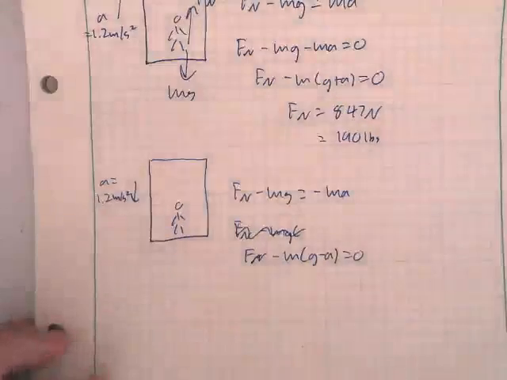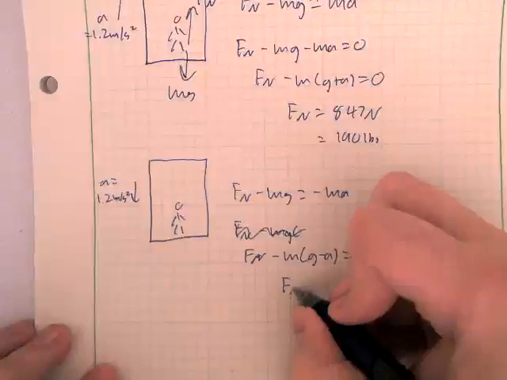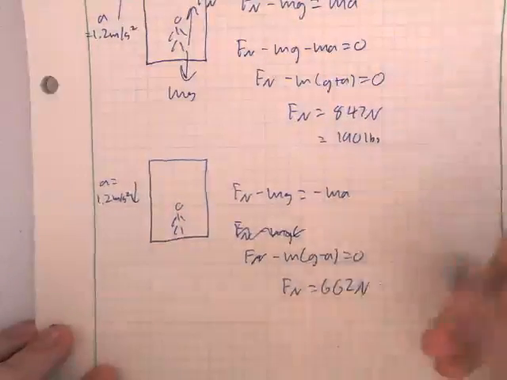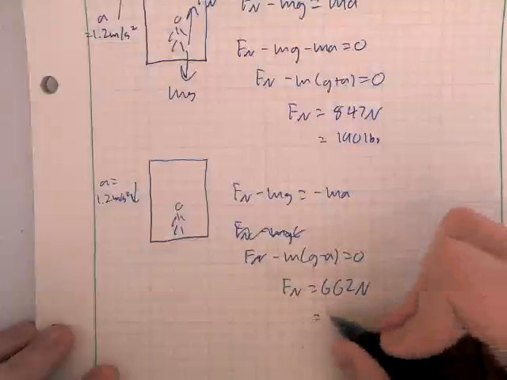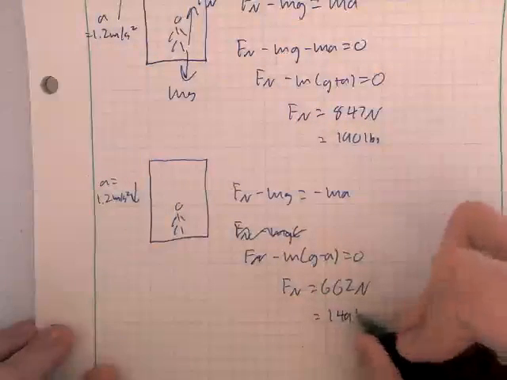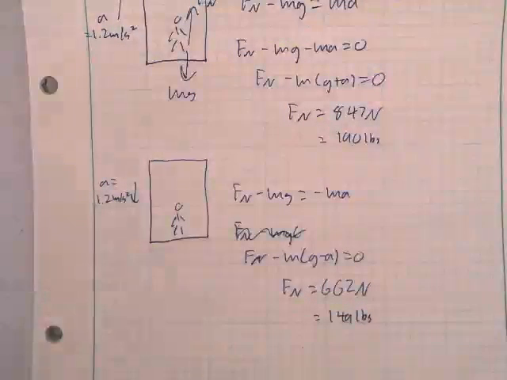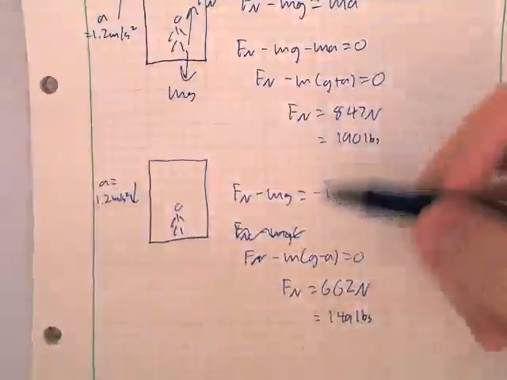Now I step on the scale. And what does this scale read? Now it's going to measure a normal force of about 662 newtons, which again is roughly equal to 149 pounds. So now all of a sudden, again, you have the same situation. If for my entire life I had been in a reference frame that was accelerating down, I wouldn't have any way of knowing.